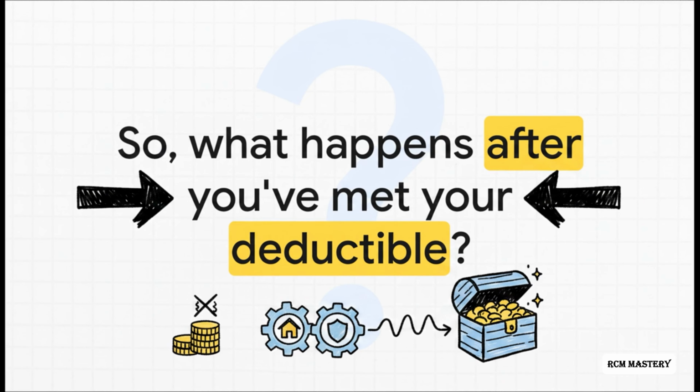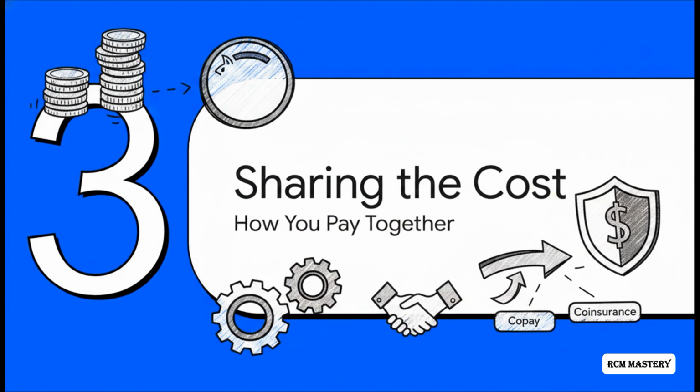Once you've cleared that deductible hurdle, you move into a new phase. This is where your insurance really kicks in, and you start sharing the costs together. And this next phase is all about that partnership, about sharing the cost. You're no longer shouldering the entire bill. Instead, you and your insurer pay for services together. And this happens in a couple of different ways.